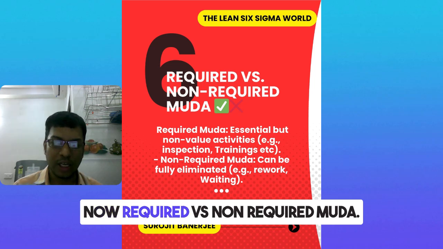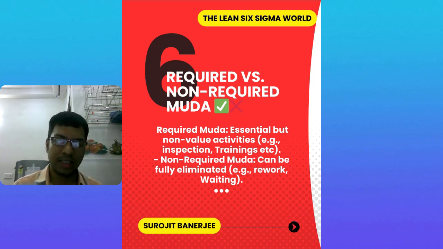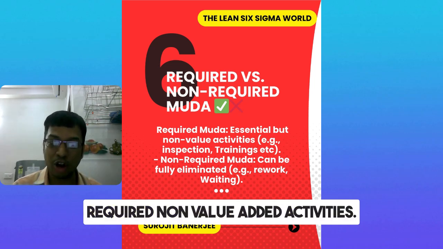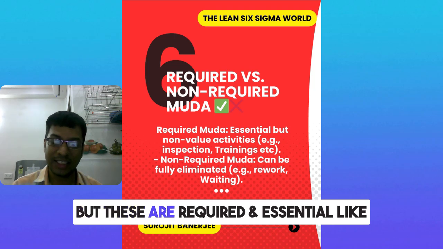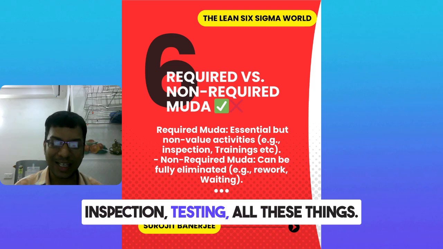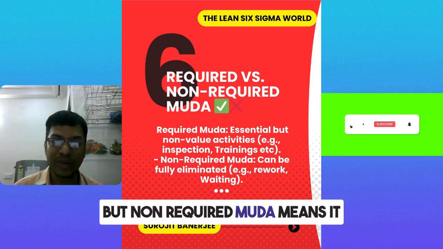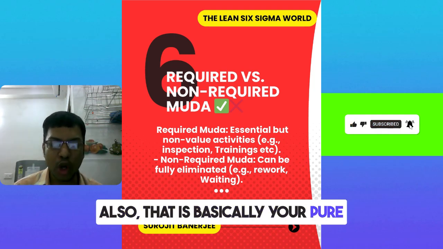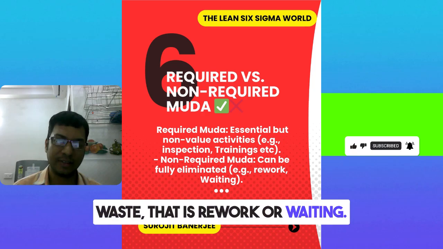Now, required versus non-required Muda. As I have already explained to you, required Muda is basically required non-value added activities, but these are essential, like trainings, auditing, inspection, testing, all these things. But non-required Muda means it is not required absolutely, and the customer will not pay for it also. That is basically your pure waste, that is rework or waiting.